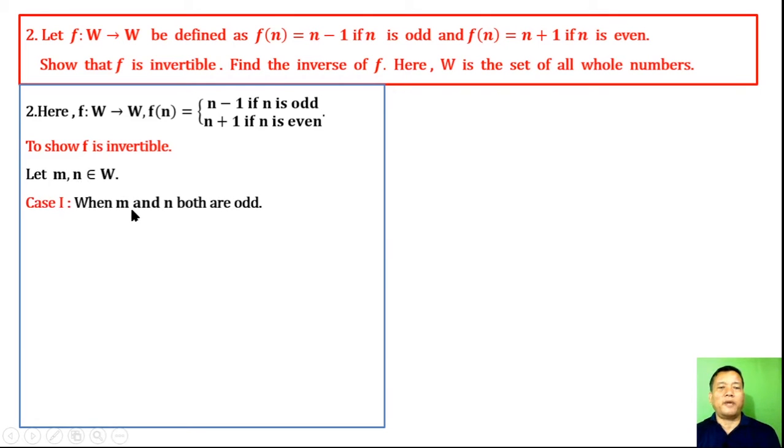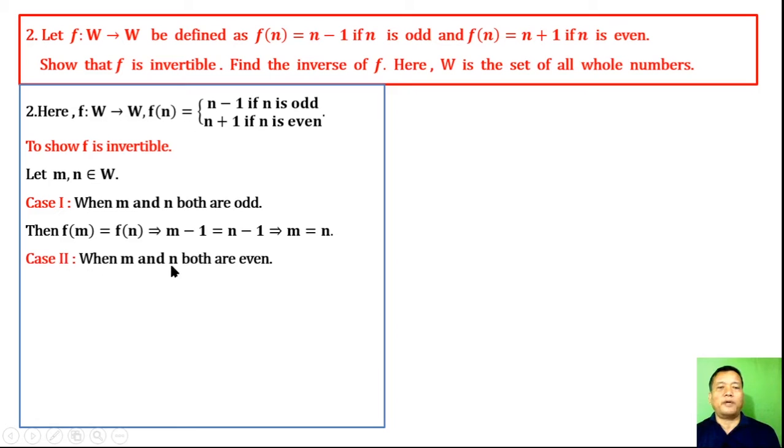Case 1. When m and n both are odd, then f of m equal to f of n implies m minus 1 equal to n minus 1. Solving, m equal to n.